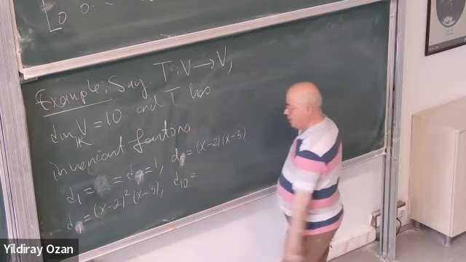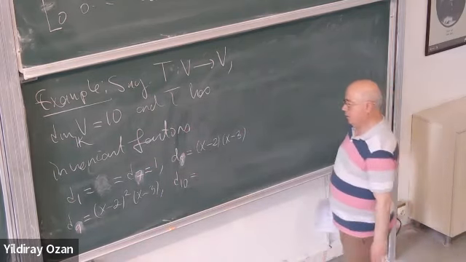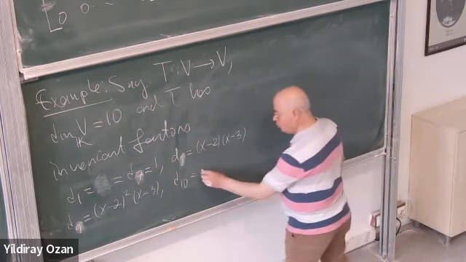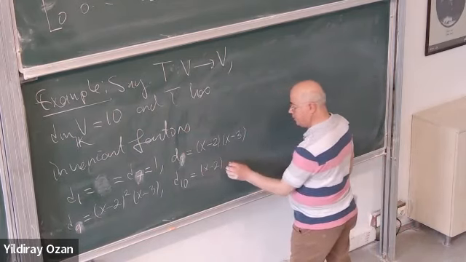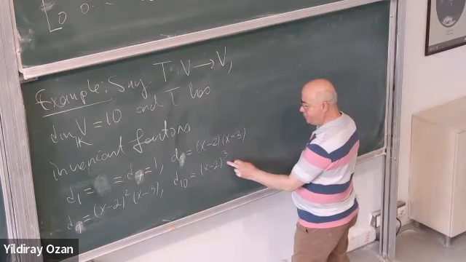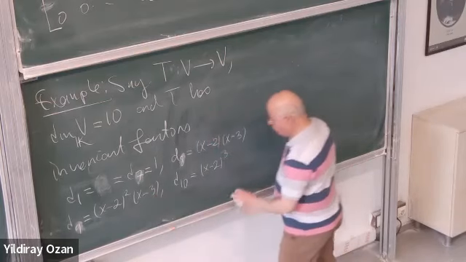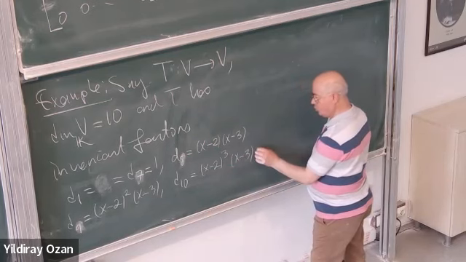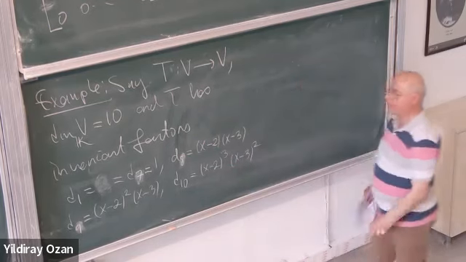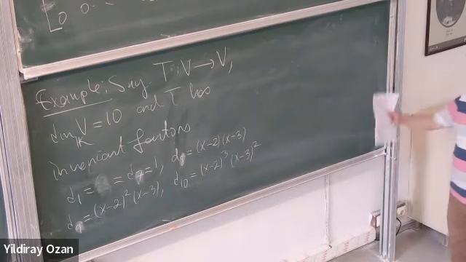D10'da şöyle olsun. X eksi 2'nin kübü olsun. Şimdi bu ikinci dereceden 5, 8 oldu. Ve x eksi 3'ün karesi olsun. Tamam mı? Diyelim ki bu.